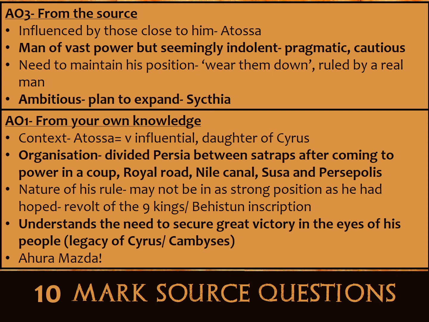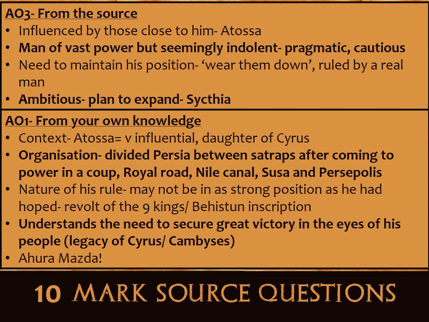Using your own knowledge, you can talk about one of the first things that happens when he comes to power, which is the revolt of the nine kings and how Darius quite brutally crushes them. And we can reference here the Behistun inscription, where he carves his message into the side of a mountain, letting everyone know that he is the king.